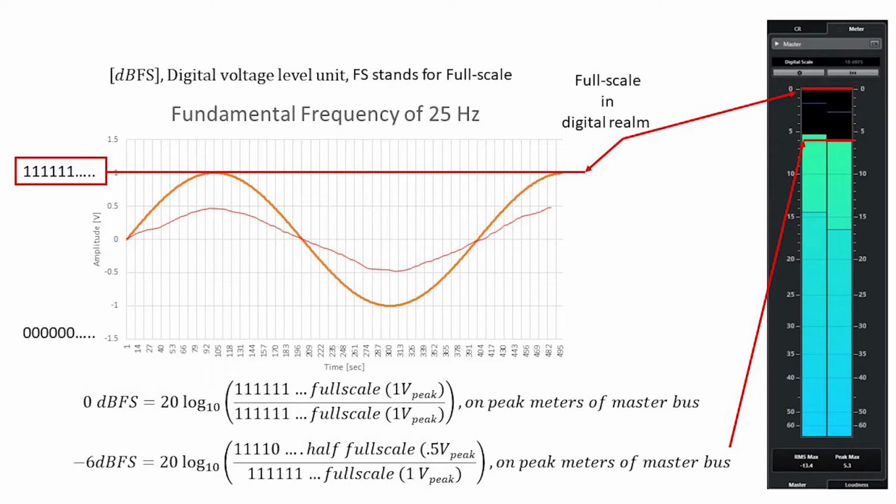Now, minus 6 dBFS would basically be, let's say, half of that full scale voltage. So if that full scale voltage was like 1 volt peak, it would be 0.5 volt peak. We'd be minus 6 dBFS down.